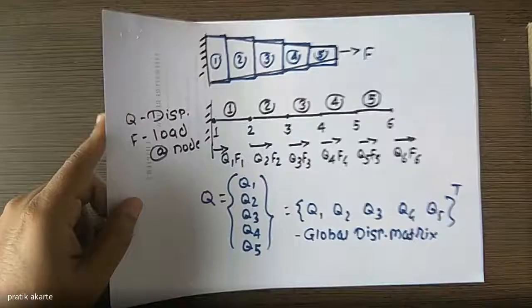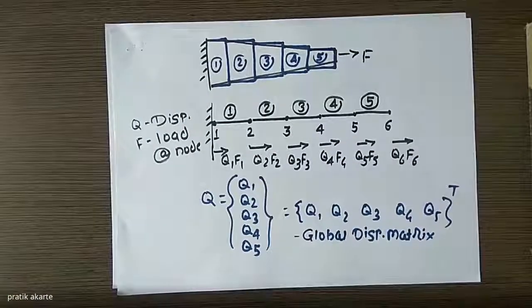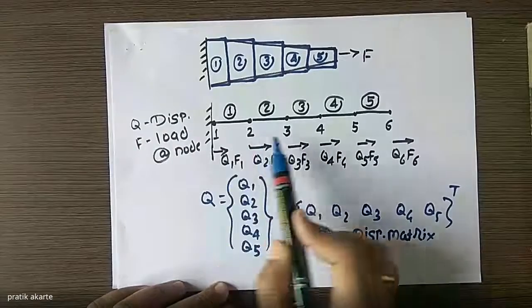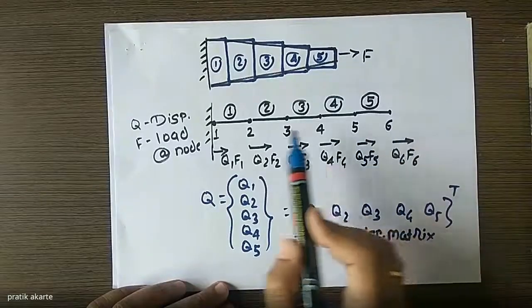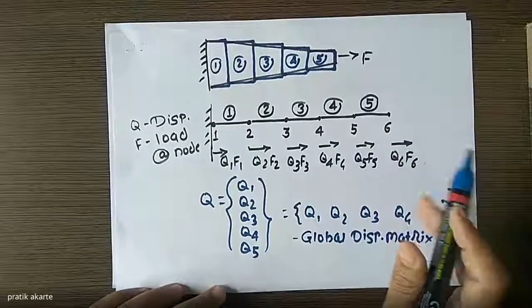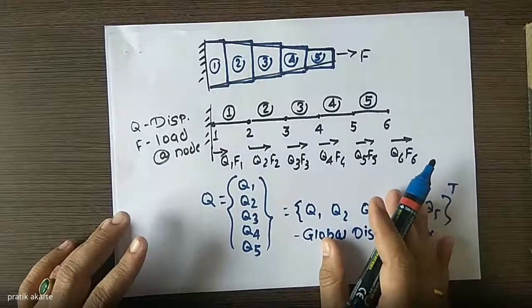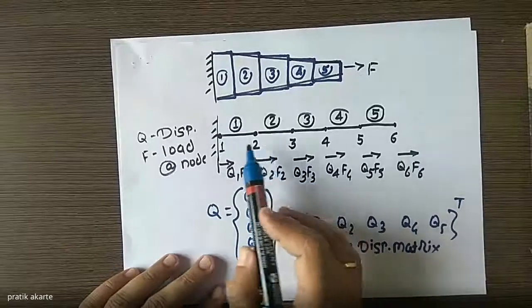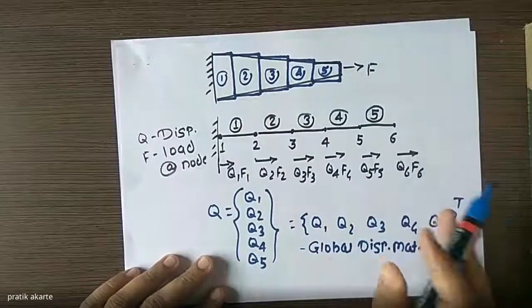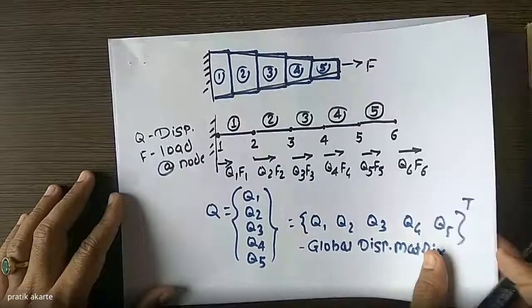We are having this structure. We are having 5 elements and 6 nodes, so each element is having 2 nodes. We number these nodes as 1, 2, 3, 4, 5, 6. Now we are trying to establish a connectivity between these nodes and the elements, to be very precise, with the help of nodes.